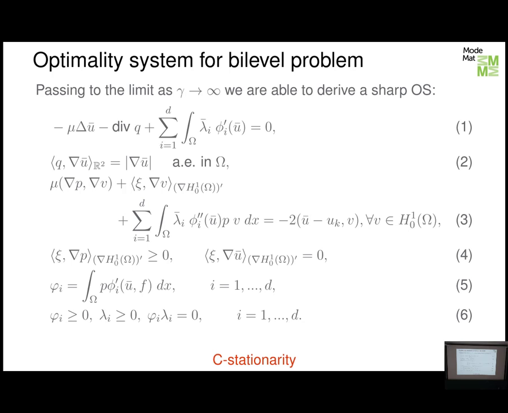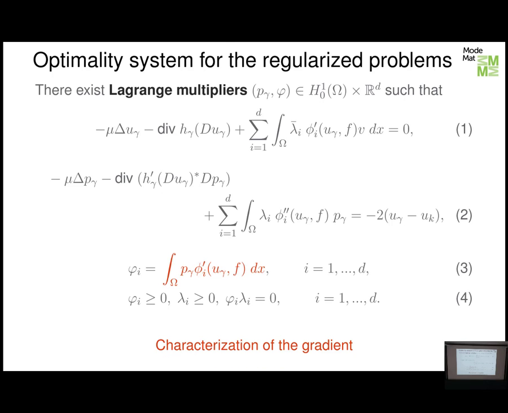Now, this optimality condition, for the people working on non-smooth optimization, is equivalent to something called the C-stationary point, in the sense of Clarke. Now, coming back to the previous slide, we had a characterization of the gradient, and this characterization leads us to the development of some numerical methods for solving that, right?